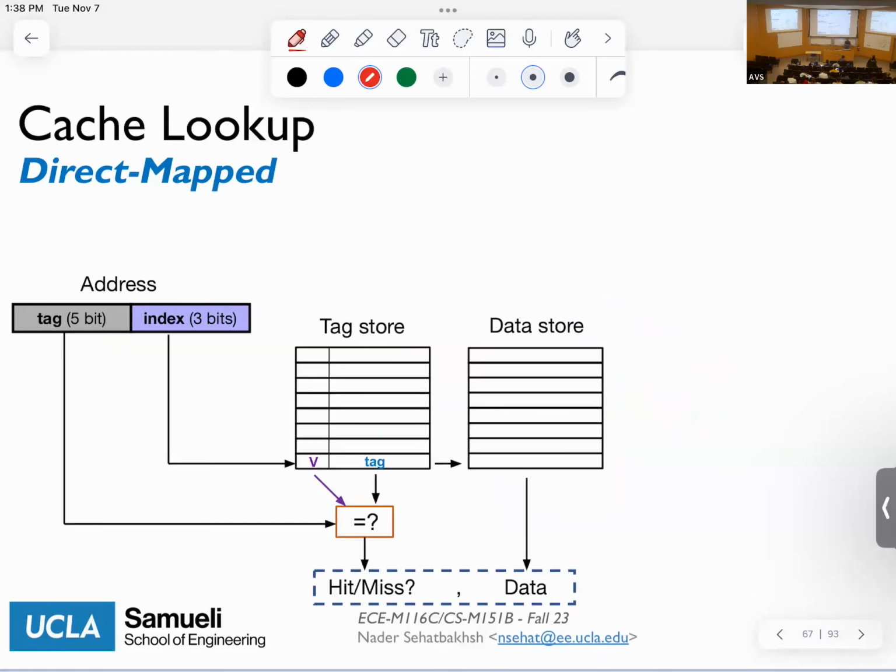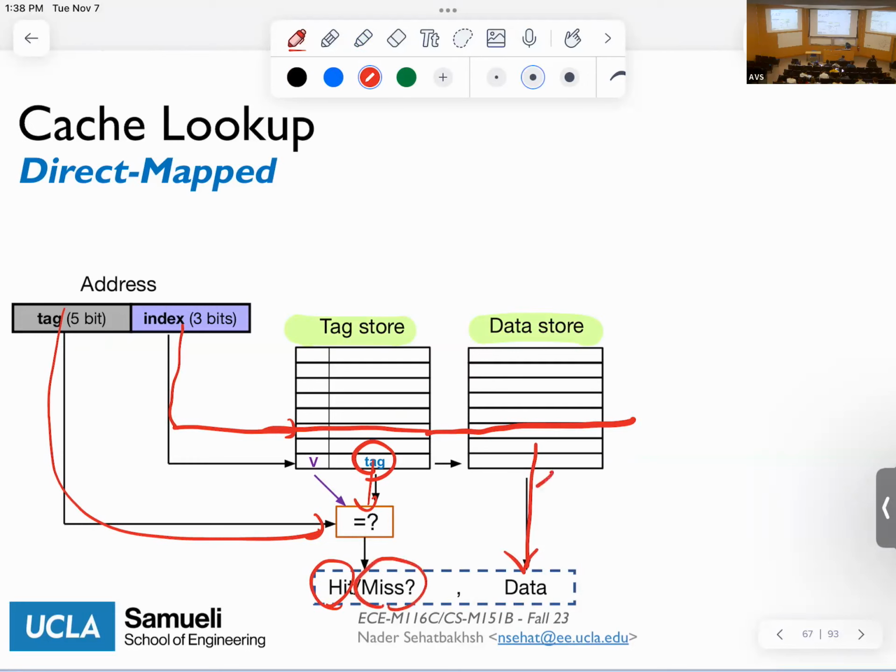And then how do we do the lookup? If you remember, I told you that I have a tag store and a data store. The way this works is that my index will pick the right row first. Then we check the tag. If the tag matches, we call it a hit, and then we read the data from the same row. If the data is not there, this is a miss. So this data is not valid. You have to go to the main memory and bring that data from main memory, right? So the index selects the row, we check the tag to make sure that this is the correct address, and if it's the correct address, then we read the same row from the data store, okay?